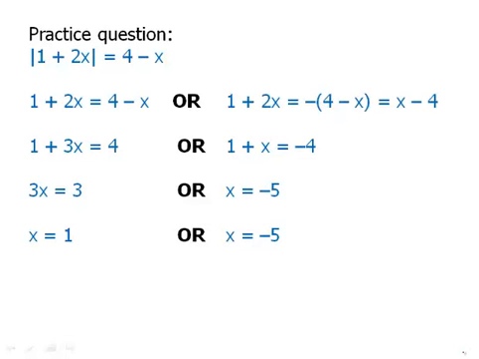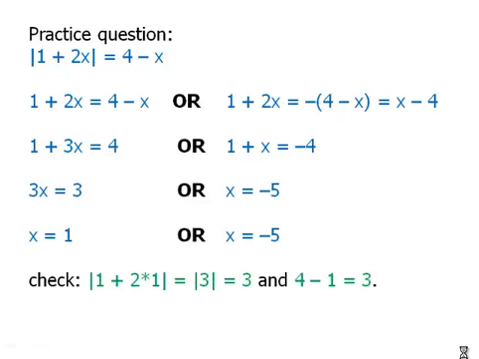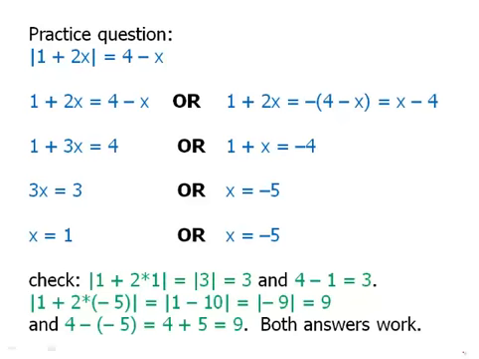We did the correct math, so these two solutions correctly result from the math, but we don't know, do they actually satisfy the original equation? So we have to check. For x equals 1, I plug it into the left side, I get 3. I plug it into the right side, I get 3. So that works. For negative 5, I plug it into the left side, I get 9. I plug it into the right side, I get 9. So that also works. So both answers work here. So here we have two valid solutions to the equation.